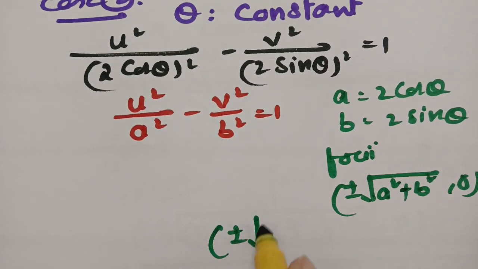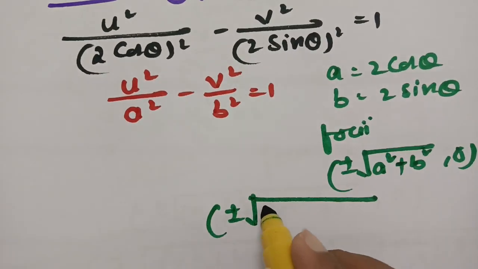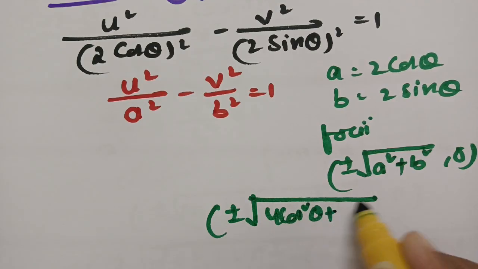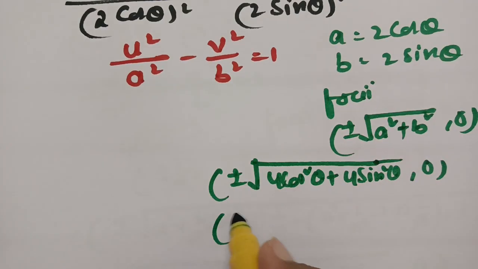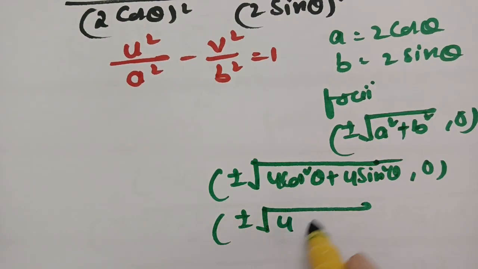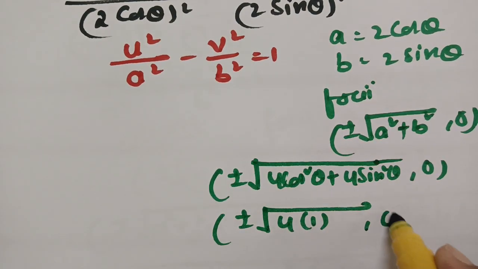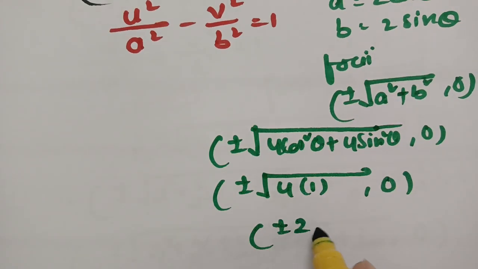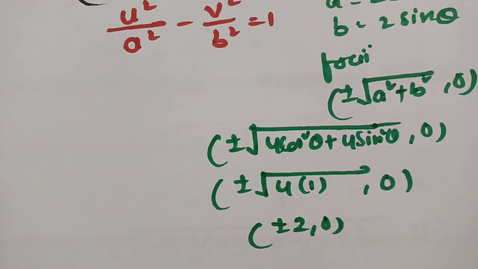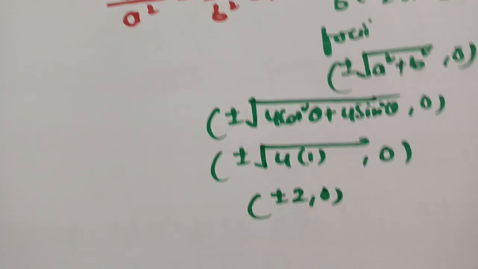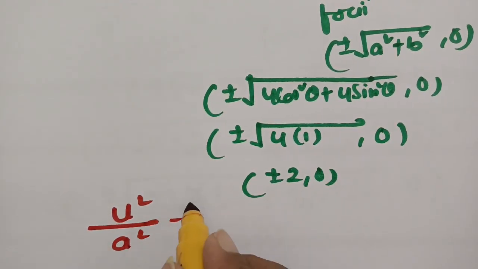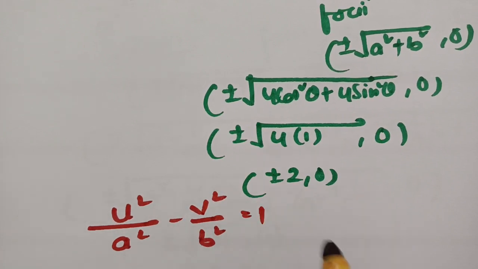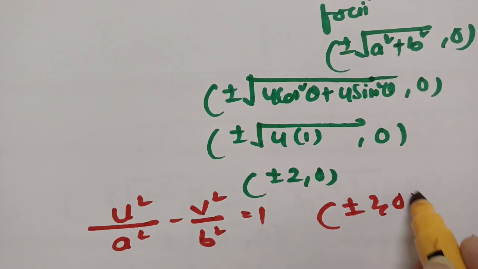So this will be plus or minus root of 4 cos square theta plus 4 sin square theta comma 0. If you take 4 common, cos square theta plus sin square theta is 1. So this will be plus or minus 2 comma 0. So this will be the foci. And here, this is a hyperbola, u square by a square minus v square by b square is equal to 1, with the foci at plus or minus 2 comma 0.